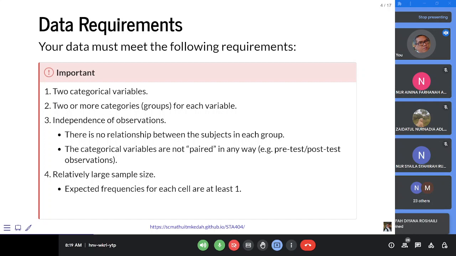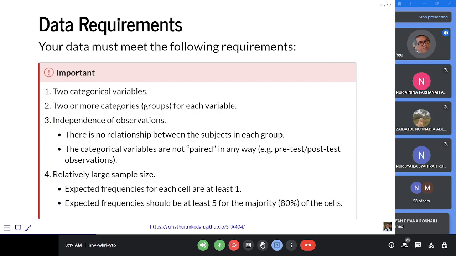So if you want the expected frequency to have a minimum value of 1, of course there shouldn't be any 0 in the observation. So maksudnya bagi data yang kita ada tak boleh ada count of 0. Because if you have a count of 0, that means maybe you can have an expected frequency of less than 1 or maybe 0. Okay.